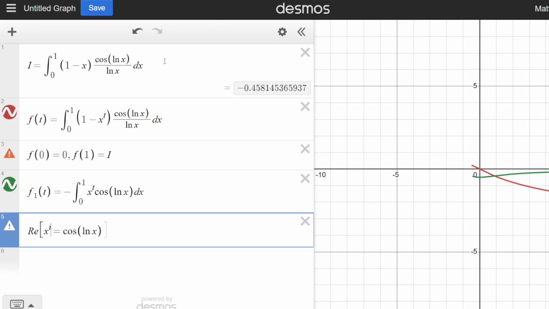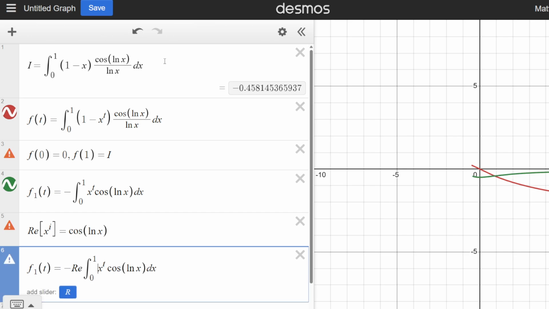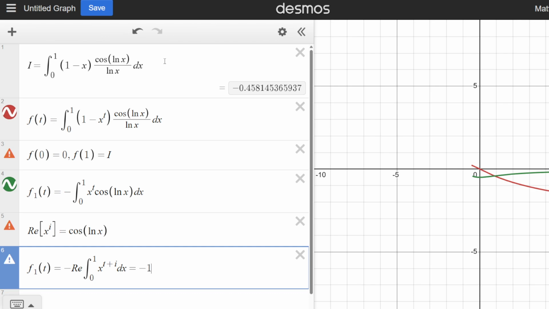So we will represent our f prime of t like this. So f prime of t is now going to be the negative real part of the integral from 0 to 1 of x to the t times x to the i, but that's just x to the t plus i. All right. Well, if we just evaluated this integral right here, that's pretty clearly going to give us negative 1 over t plus 1 plus i.